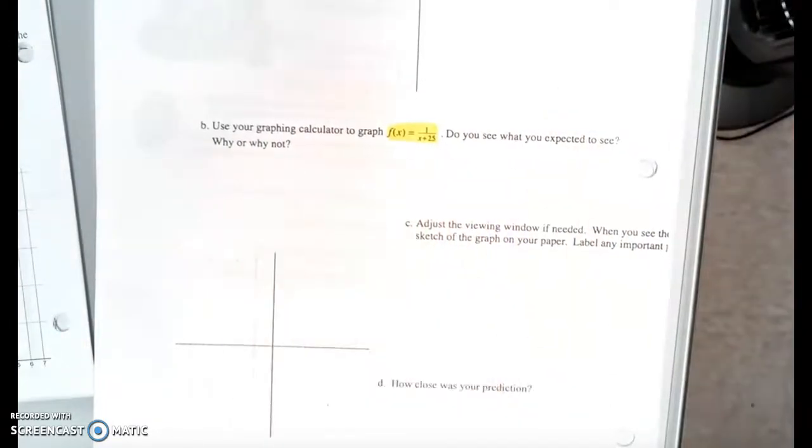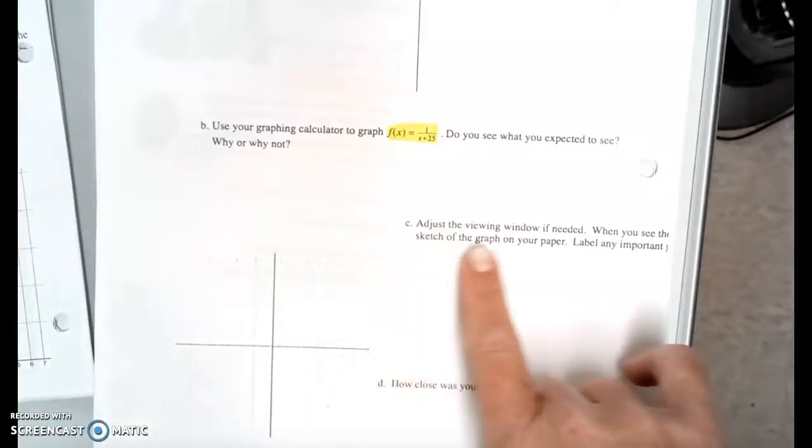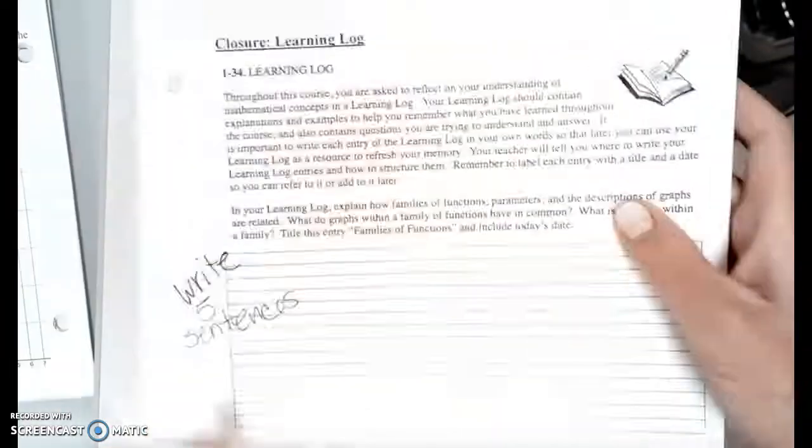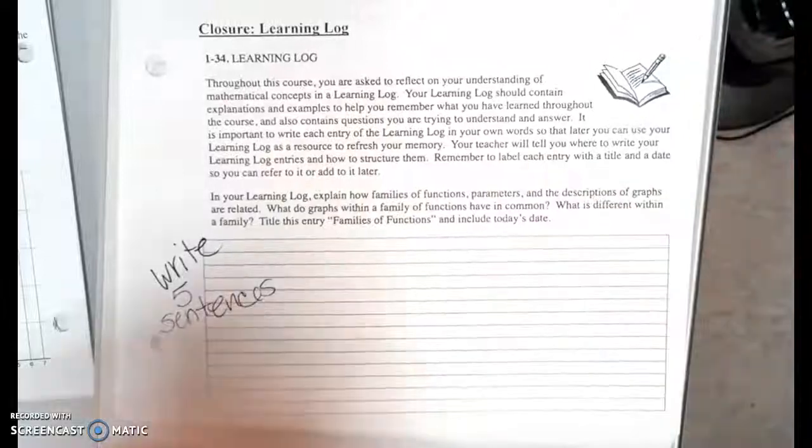Why or why not? Yes, it was exactly like our prediction, or no, we were way off, or we were sort of close, but not really, okay? And then adjust the viewing window if you needed. So in Desmos, you can add plus or minus. If you're on a graphing calculator, I can show you how to zoom in and zoom out. When you see the sketch of the graph on your paper, label the important parts, okay? How close was your prediction? Pretty close, not too close, perfect, okay? And then the 5 questions on here, and then that's it, okay?